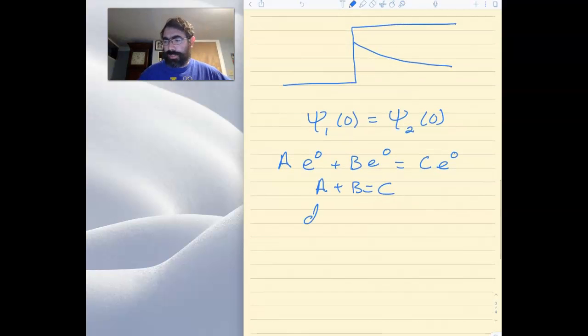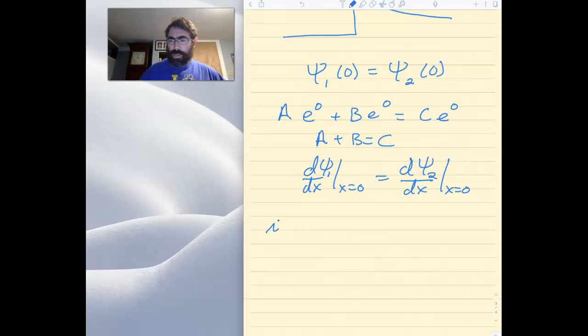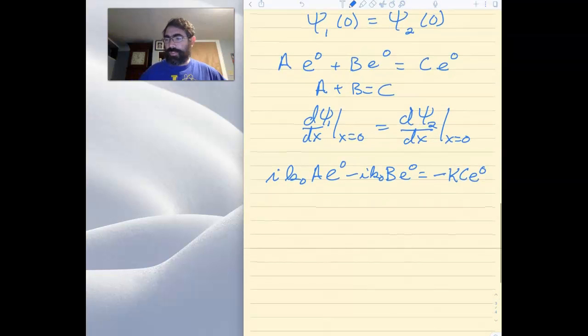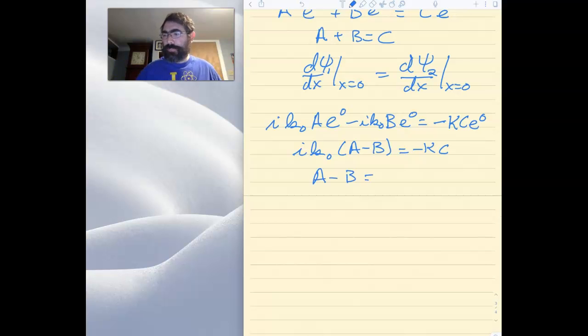Now if we look at the first derivative, evaluated at x equals 0 in both regions, then what we have is i k0 A e to the 0 minus i k0 B e to the 0 is equal to minus kappa C e to the 0. So now we get i k0 (A minus B) is equal to minus kappa C. And so A minus B is equal to minus kappa over i k0 times C.